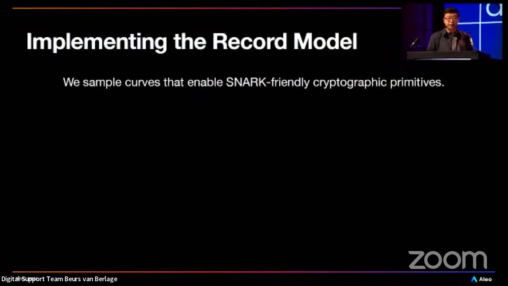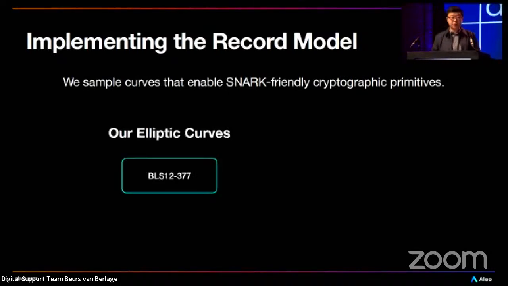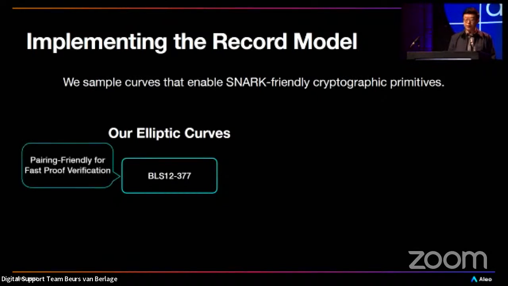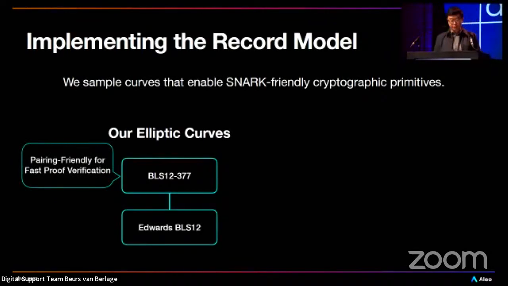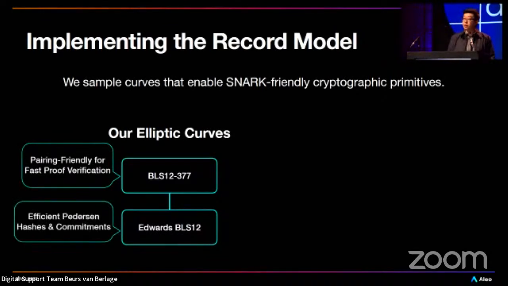And to instantiate the record model, we sampled curves that enable SNARK-friendly cryptographic primitives. Namely, we sampled a 377-bit curve with embedding degree 12, which we call BLS12-377. This curve is great because it supports fast proof verification in our construction. We also sampled a twisted Edwards curve, which is useful for efficient Pedersen hashes and commitments, as well as signatures. Speaking more generally, Edwards BLS12 here really enables us to design efficient circuit operations.